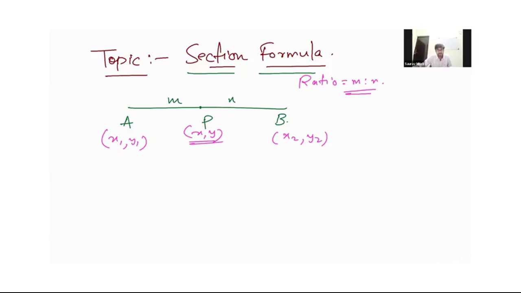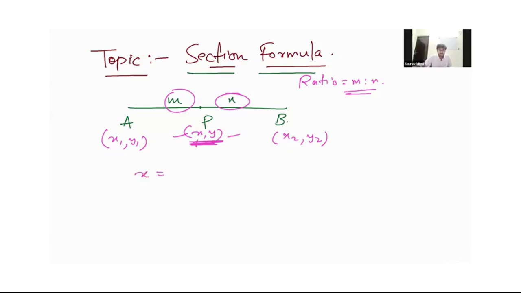The section formula gives you the coordinates of the point which is dividing the line segment in any ratio. So let the ratio in general be m is to n. The coordinates x and y are unknown, and m and n will be given. This m, n, x1, y1, x2, y2 should be provided, and we have to calculate the value of x and y.